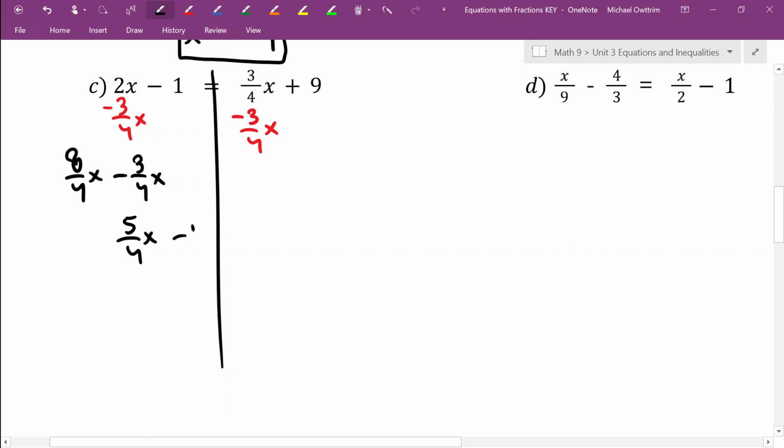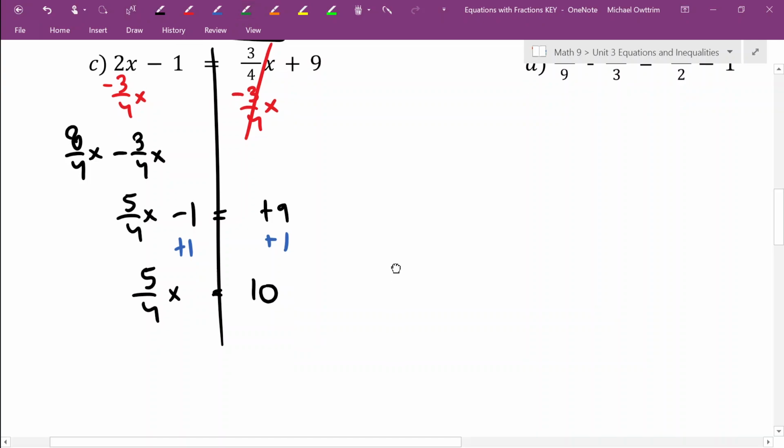We still have our constant of -1, and on the other side, we still have our constant of +9. If you want just 9, that's fine. Next, we're going to undo that subtraction. So the opposite of subtracting 1 is adding 1. We're going to have 5/4 x is equal to 10.